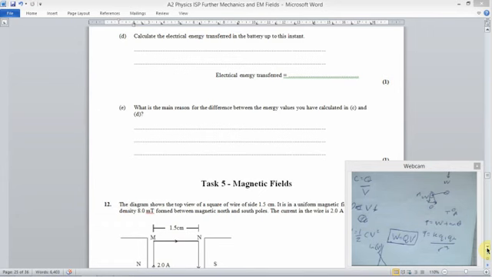That's the end of ISP task 4. We've got one left to do, task 5, which is all about magnetic fields and electromagnetic induction.